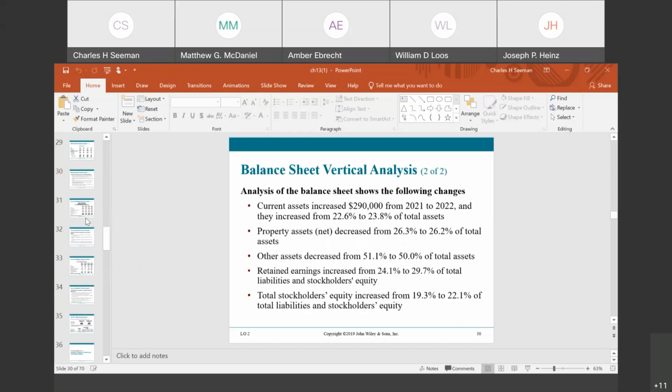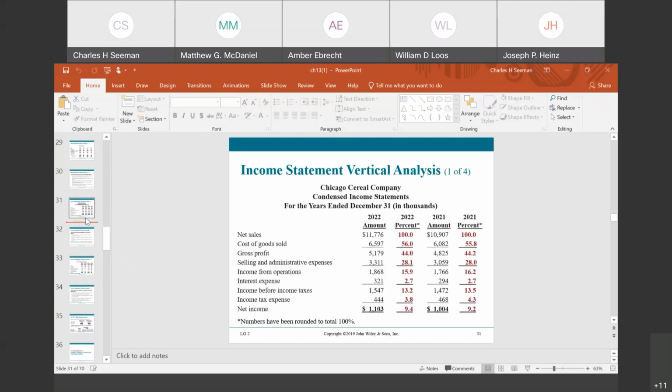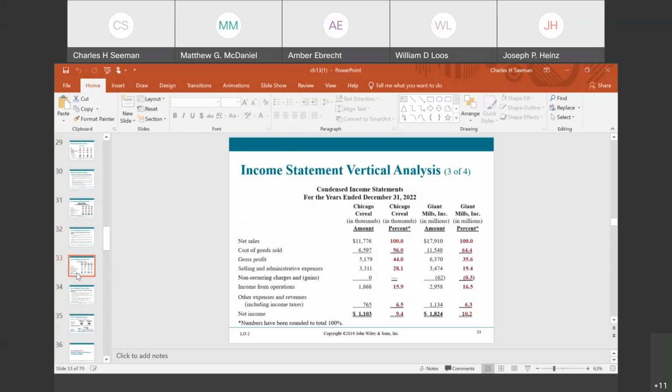But vertical analysis is mostly used when you want to compare two companies. For example, as you see here, I have Chicago Cereal and I have Giant Mills, two probable competitors. Can I see that?